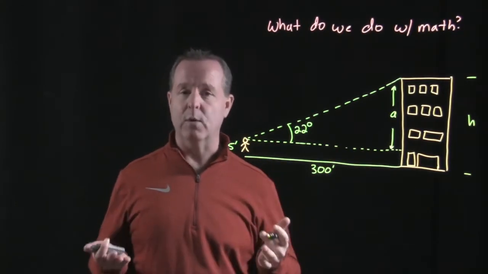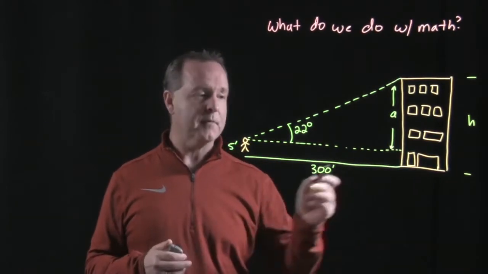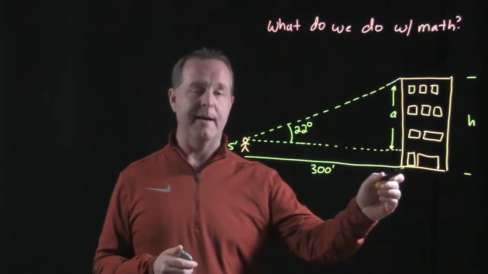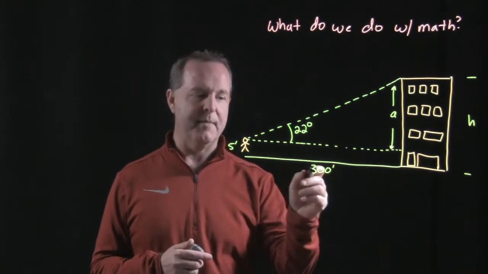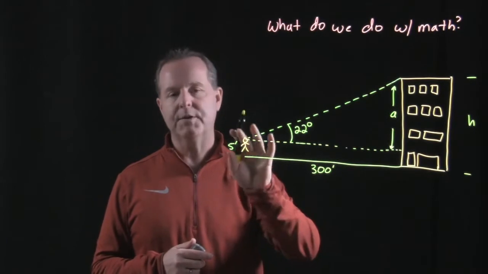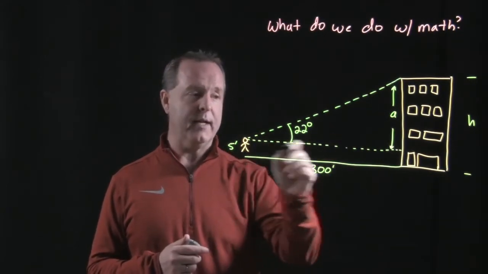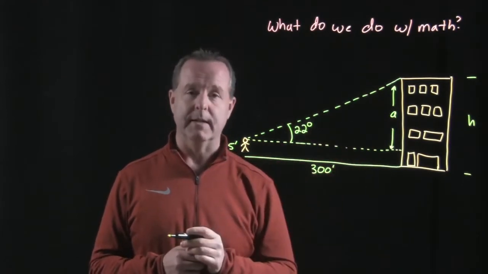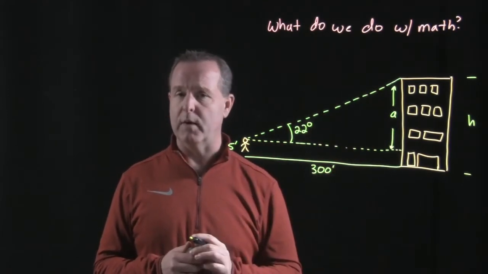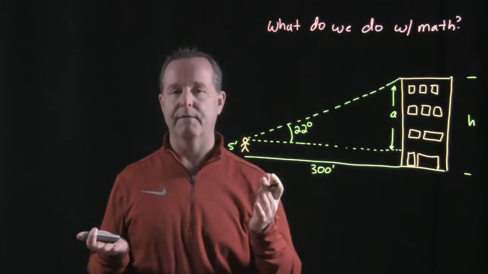I have some survey equipment, and this is how it works. A lot of trigonometry is involved. I'm able to measure the distance I am from the building, and that measurement is 300 feet. I don't know the height of the building. However, my survey equipment does tell me the angle between the horizon and the top of the building, and that angle is measured at 22 degrees. I also understand that my survey equipment is 5 feet off the ground.